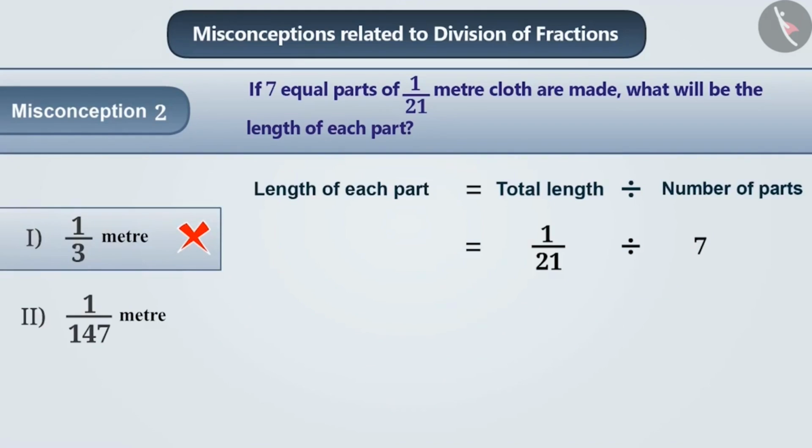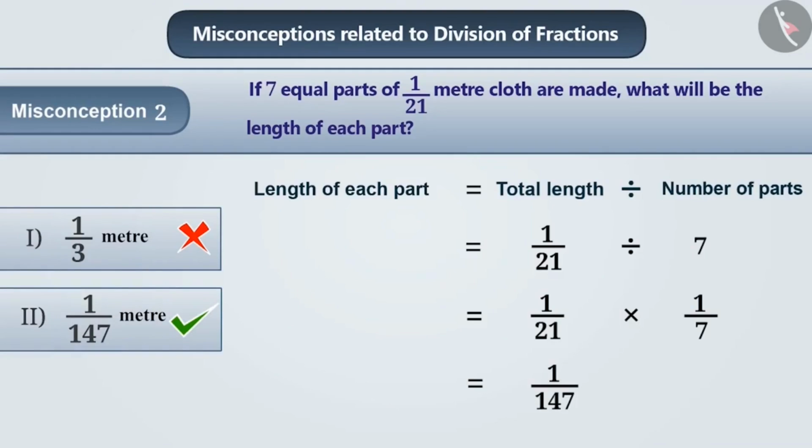The correct understanding is that we keep the first number exactly the same and multiply it by the reciprocal of the second number. That is, 1 by 21 divided by 7 is equal to 1 by 21 into 1 by 7, which is equal to 1 by 147. Therefore, the correct answer is option 2.